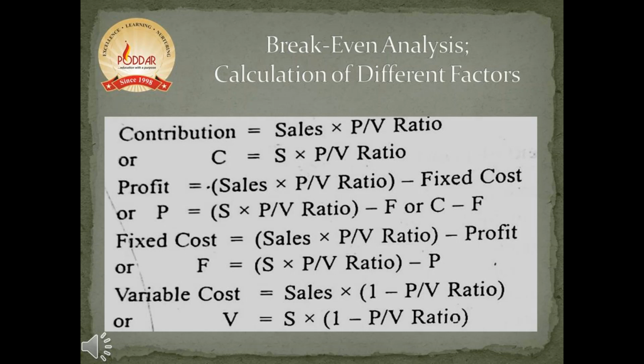We can also calculate fixed cost directly by deducting profit from sales multiplied by PV ratio, and we can also calculate variable cost if sales and PV ratio are given in the question with this formula: sales multiplied by 1 minus PV ratio. Please note that we can directly apply all these factors if sales, PV ratio, fixed cost and profit values are already given in our numerical query.